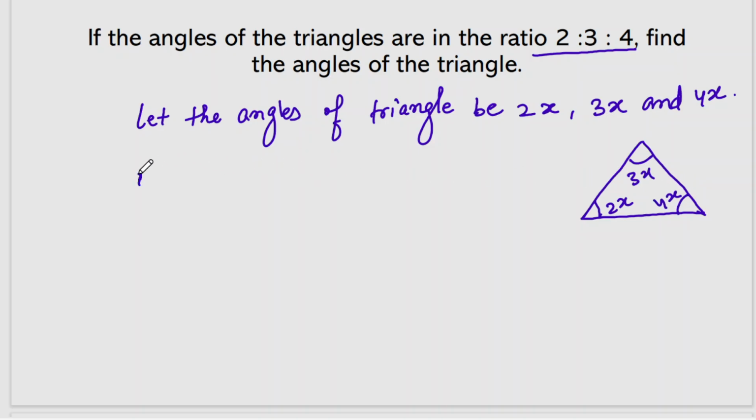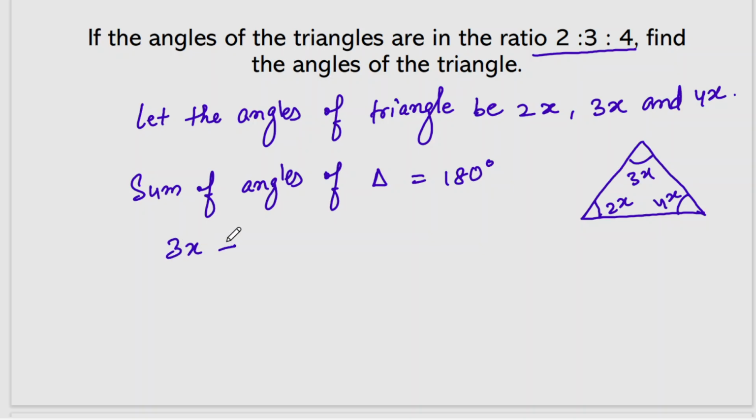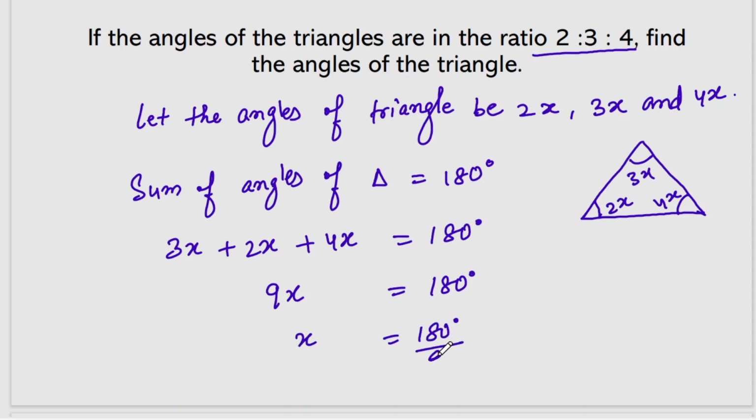So we know the sum of angles of a triangle is equal to 180 degree. So 3x plus 2x plus 4x will be equal to 180 degree. So 9x equal to 180. So x will be equal to 180 divided by 9. So we have got x equal to 20.